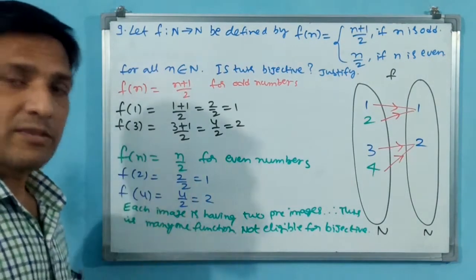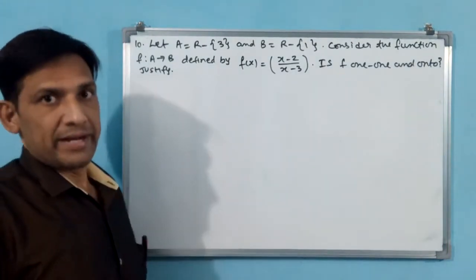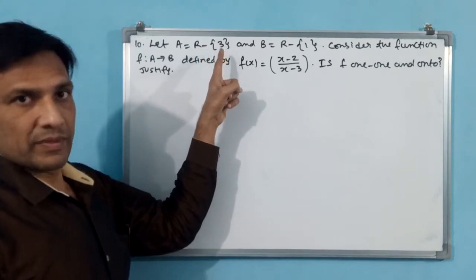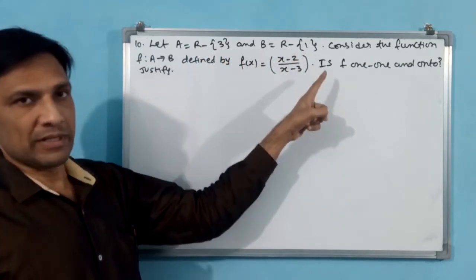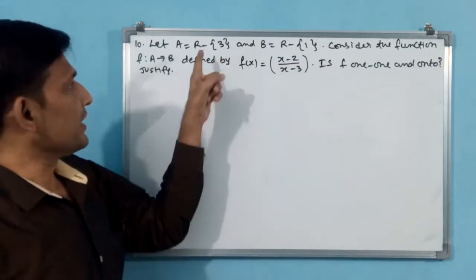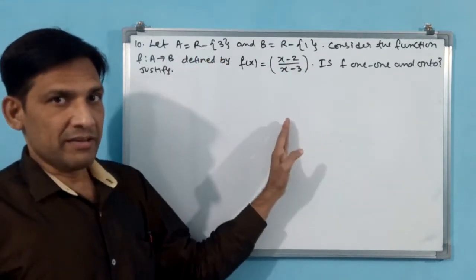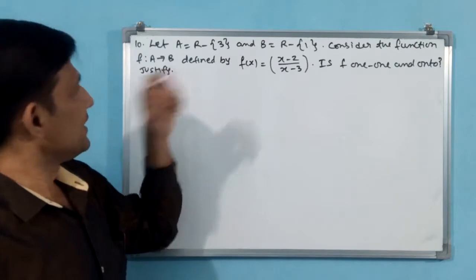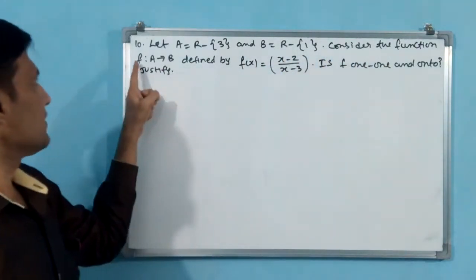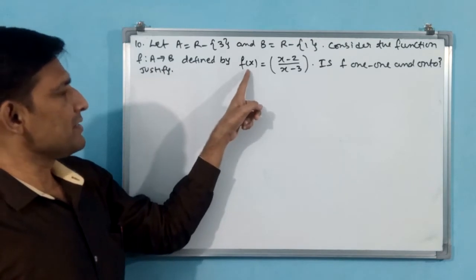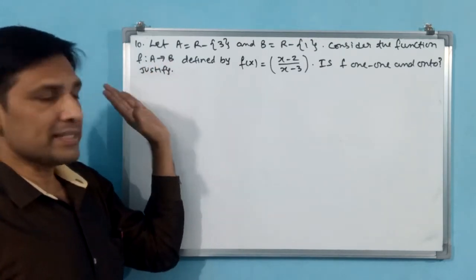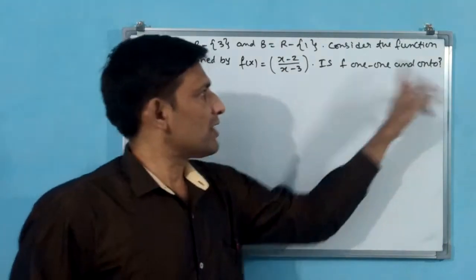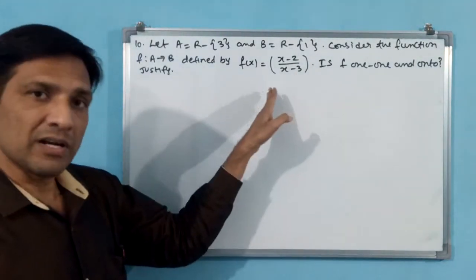Okay, now we go for 10th problem. See the question number 10. Let A is equal to R minus 3 and B is equal to R minus 1. That means these are real numbers. In real number domain A, normally function means from A to B. Okay, let me study the full question. B is equal to R minus 1. Consider the function from A to B defined by f of x is equal to x minus 2 by x minus 3. Is f 1-1 and onto? He is questioning us whether it is 1-1 and onto.